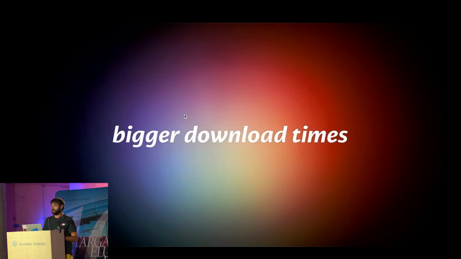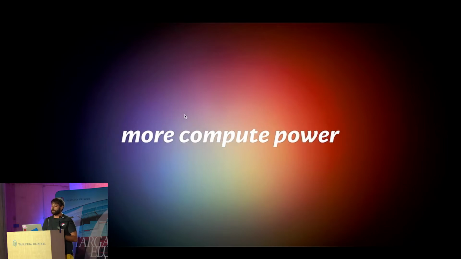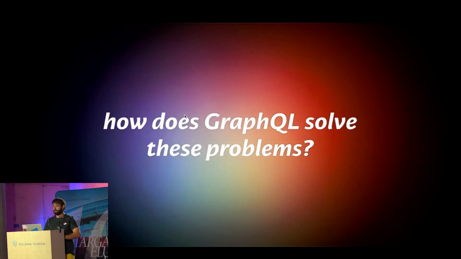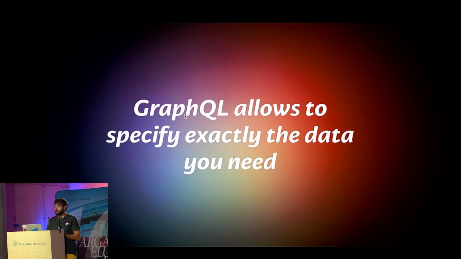And this also leads, especially if you build a big endpoint, to bigger download times. So your user is waiting longer to load the data. So it requires more compute power, and I think that's quite important because we're trying to build applications for our users, and we need to try to deliver the best experience for them. So how does GraphQL solve these problems? As we mentioned, GraphQL allows you to specify exactly the data that your client needs.